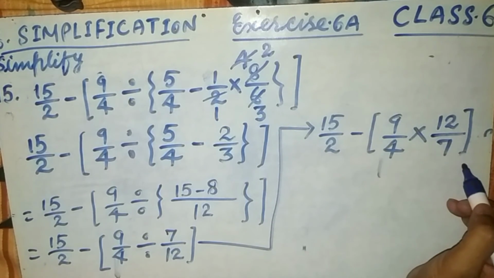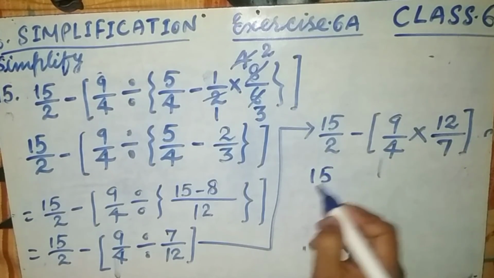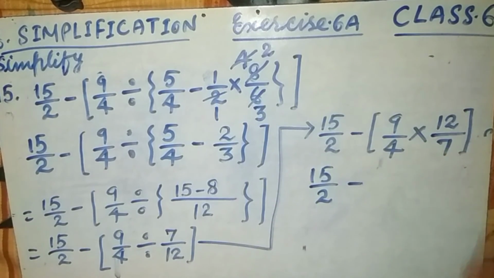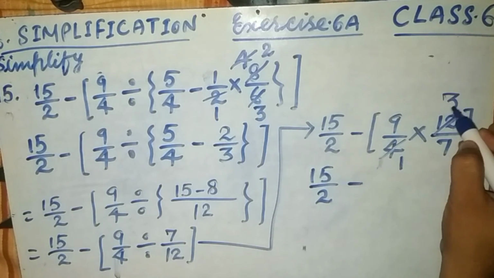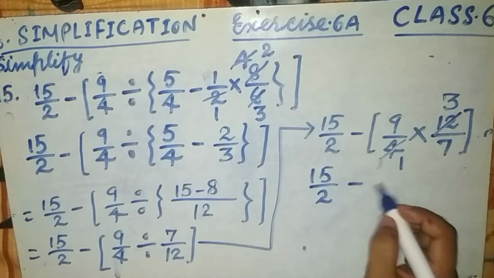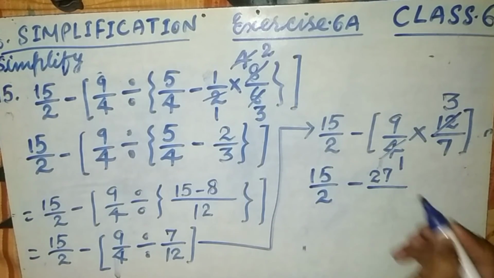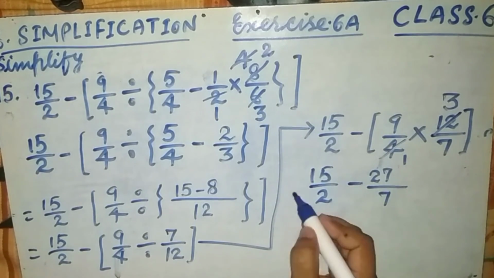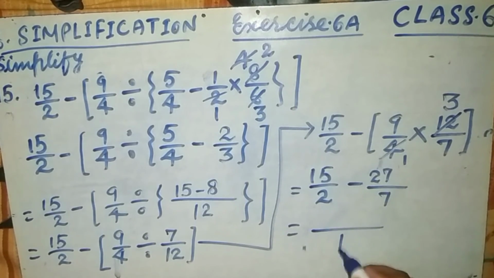Now friends, see, this is 15 by 2 minus. So 9 multiplied by 12 becomes, now see friends, 4 ones are 4, 4 threes are 12. Okay, 9 threes are 27, divided by here is the 7, 1 seven is 7. Now take the LCM of 2 and 7. This is 14, LCM. Divide 14 by 2. This is 7. So now 15 multiplied by 7.